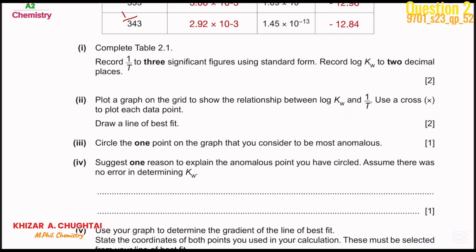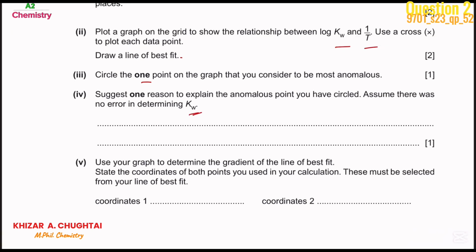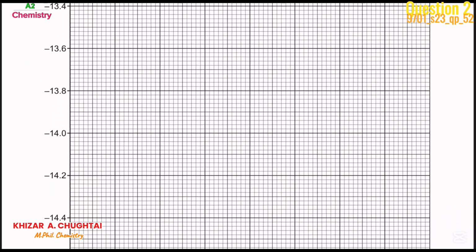Plot the graph on the grid to show the relationship between Kw and 1 over T. Use a cross to plot each data point. Draw a line of best fit and so on. Then he is asking to circle the one point on the graph that you consider to be the most anomalous. Suggest one reason to explain the anomalous point you have circled. Assume there were no errors in determining Kw and so on. So first of all, I'm going to draw this curve.